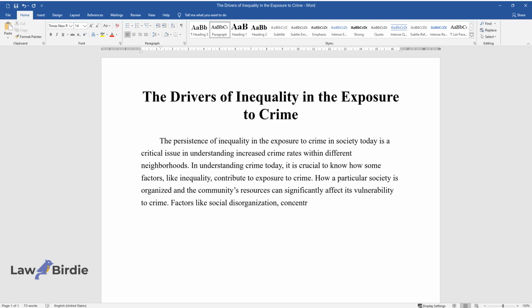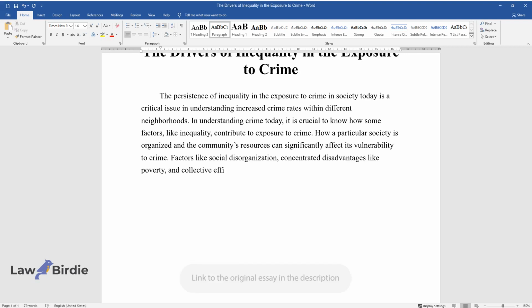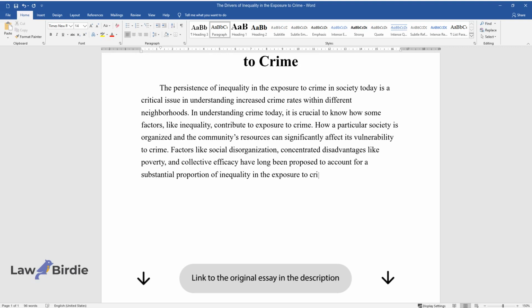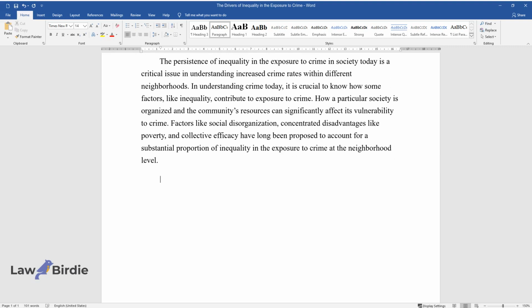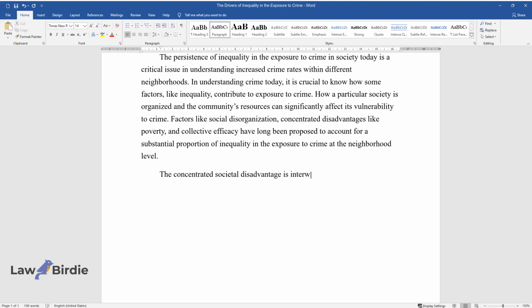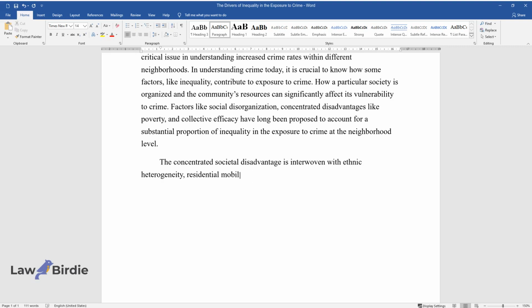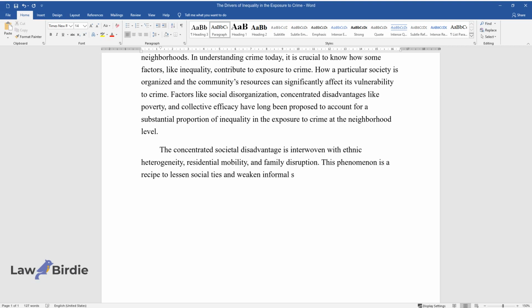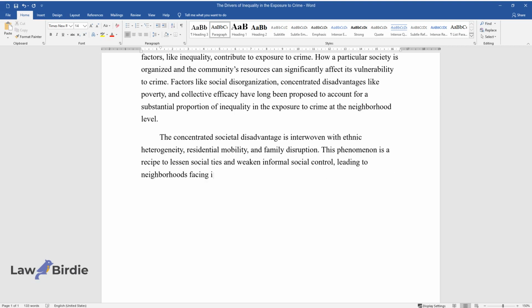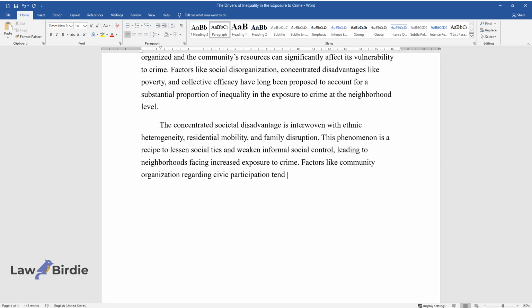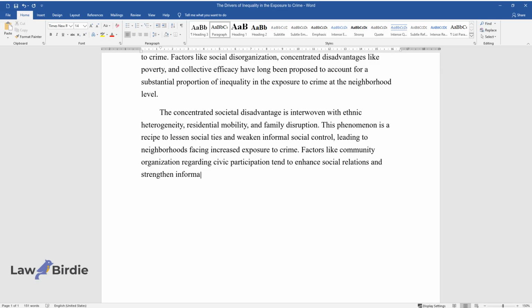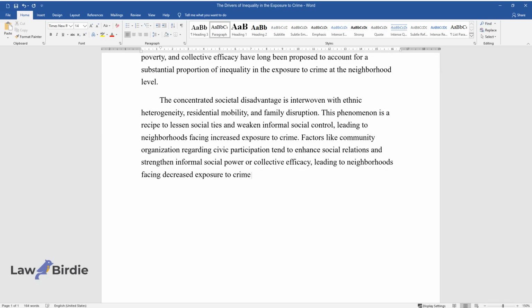Factors like social disorganization, concentrated disadvantages like poverty, and collective efficacy have long been proposed to account for a substantial proportion of inequality in the exposure to crime at the neighborhood level. The concentrated societal disadvantage is interwoven with ethnic heterogeneity, residential mobility, and family disruption. This phenomenon is a recipe to lessen social ties and weaken informal social control, leading to neighborhoods facing increased exposure to crime. Factors like community organization regarding civic participation tend to enhance social relations and strengthen informal social power or collective efficacy, leading to neighborhoods facing decreased exposure to crime.